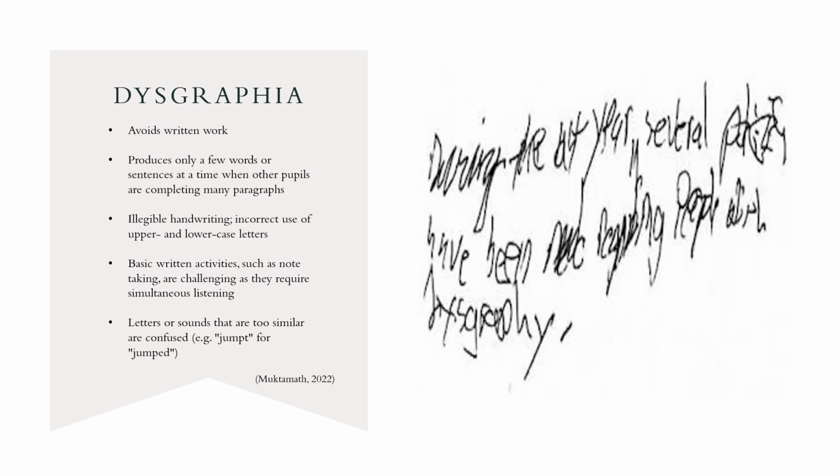Our next disability that we're going to talk about is dysgraphia, and some telltale signs of that are avoiding written work, producing only a few words or sentences at a time when other people are completing many paragraphs. You might see illegible handwriting, incorrect use of upper and lowercase letters. Basic written activities such as note-taking are challenging as they require simultaneous listening. Letters or sounds that are too similar are confused, like jumped with a T instead of an ED.